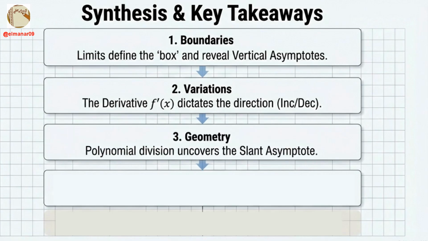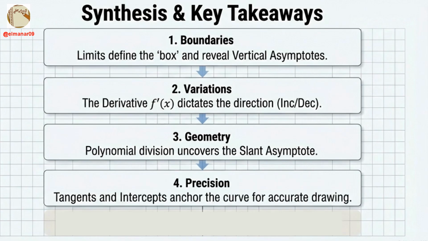Now look at number 3, geometry. This is where we get a bit more sophisticated. We use polynomial division, and don't you dare give me that look. It's easier than it looks. This division is the secret key that uncovers the slant asymptote. It gives our graph that sleek diagonal flow. It's the skeleton that holds the whole geometric shape together.